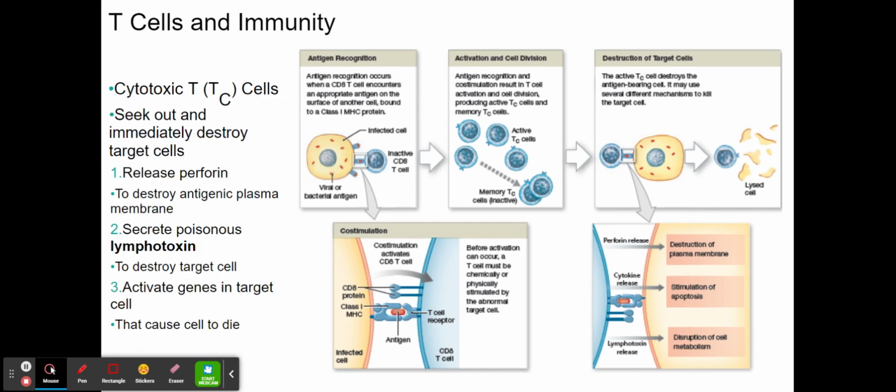Cytotoxic T cells seek out and destroy abnormal and infected cells. They are highly mobile cells that roam throughout intertissues. When a cytotoxic T cell encounters its target antigen bound to a class 1 MHC protein, it immediately destroys the target cell. The T cell may: 1. Release perforin to destroy the target cell's plasma membrane, 2. Secrete a poisonous lymphotoxin to kill the target cell, or 3. Activate genes in the target cell's nucleus that tell the cell to die.